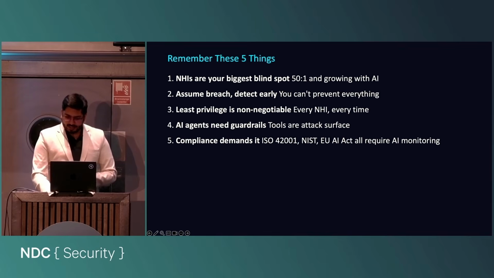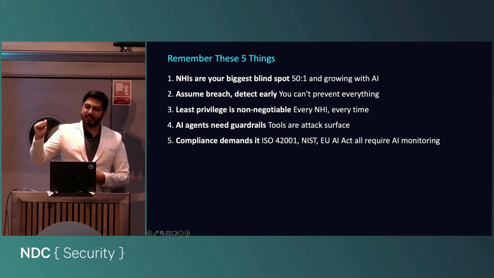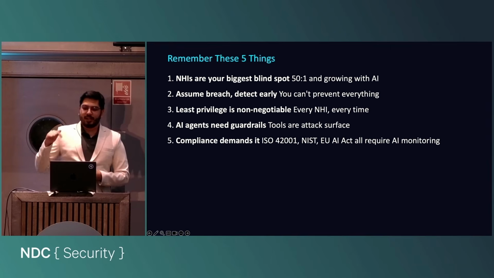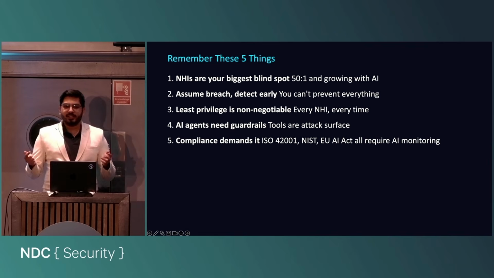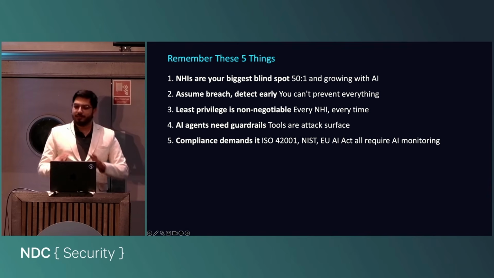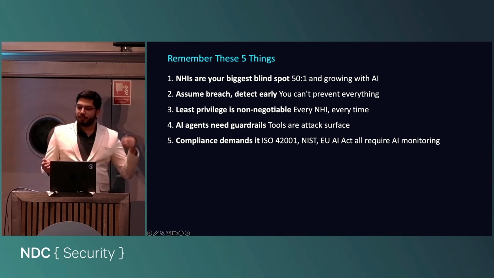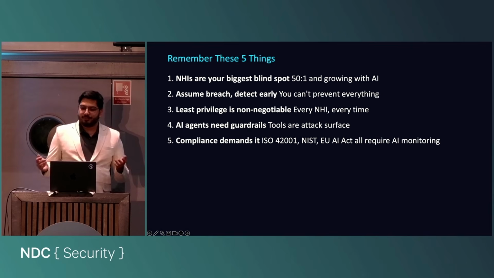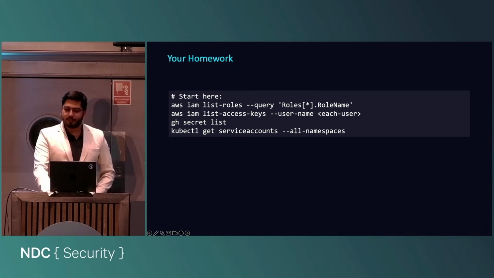Key takeaways from this talk: NHIs are your biggest blind spot. They are at the ratio of 50 to 1, and with more AI agents, it's growing much faster. Assume breach, detect early. You cannot prevent everything, but at least you can catch it in minutes instead of months. Third, least privilege is non-negotiable. Every NHI, every time, no exception. Fourth, your AI agents need guardrails. Every tool you give them is a new attack surface, and compliance demands it. ISO, NIST AI RMF, and the EU AI Act is becoming law in 5 months. Every major framework requires the continuous monitoring of AI systems, and detection rules are how you do it.